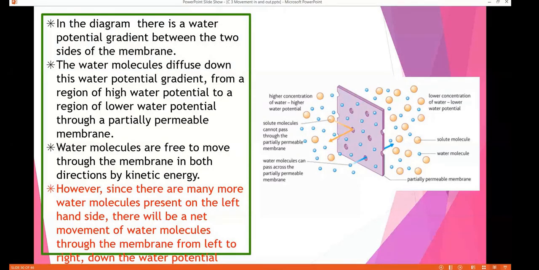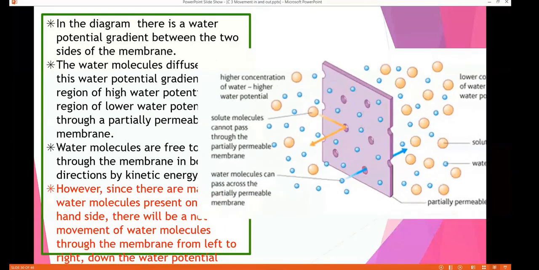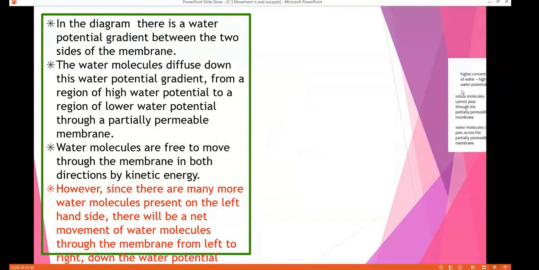However, since there are many more water molecules present on the left hand side, there will be a net movement of molecules through the membrane from left to right down the water potential, because the water moves from the area of higher concentration to the area of lower concentration. Okay, so this is what is explained in this picture over here. Clearly, you can see the higher concentration of water, that is higher water potential, on the left side, and the lower concentration of water, meaning lower water potential, on the right side.